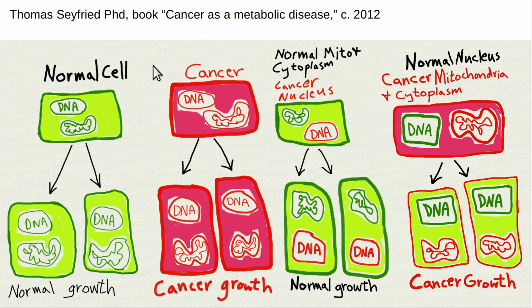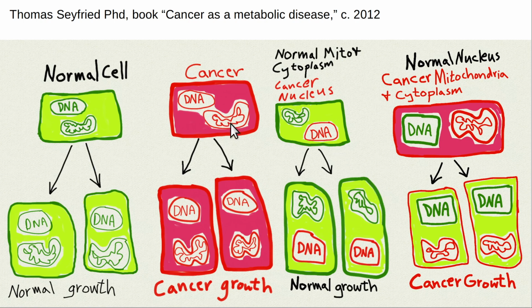So the point of this experiment here was that a normal cell divides normally and produces normal progeny. A cancer cell produces cancer progeny, immortal cells. But if you take a cell where you've got a cancer nucleus, so if you took this nucleus out and put it over here, just the DNA, this cell will grow normally. The point is that the cancer growth is not because of the DNA in the nucleus. It is because of what's happening in the cytoplasm and the mitochondria.